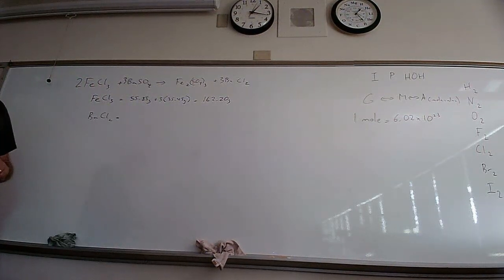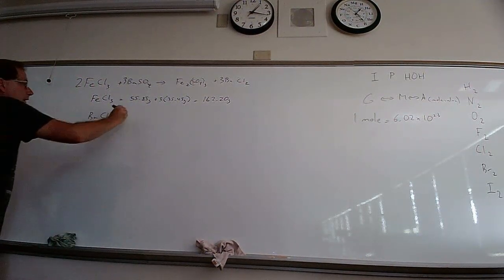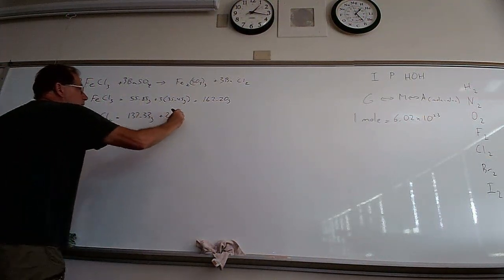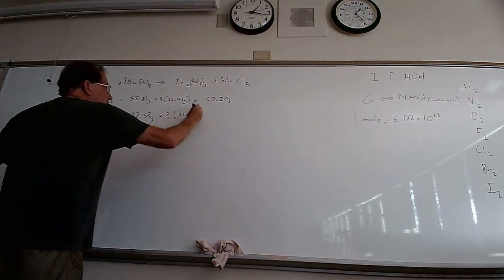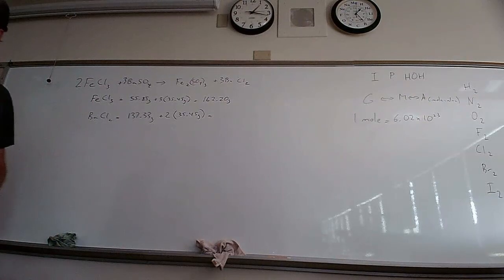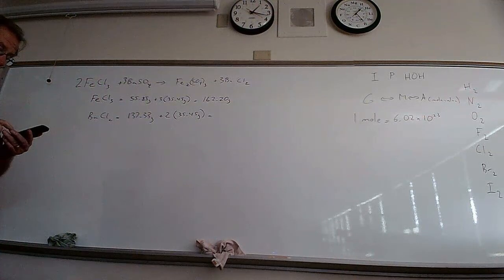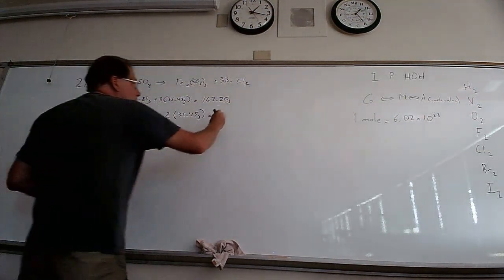Okay, so now what I have to do is find the molar mass for BaCl2. All right, so what I'm going to do is take my calculator, add that up. So 137.33 plus 2 times 35.45. And I get 208.23 grams.